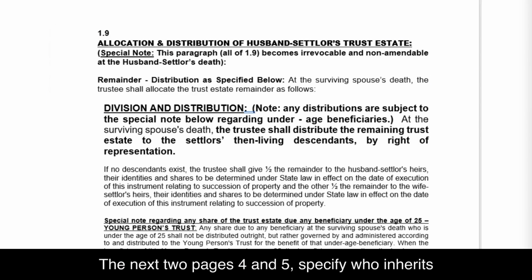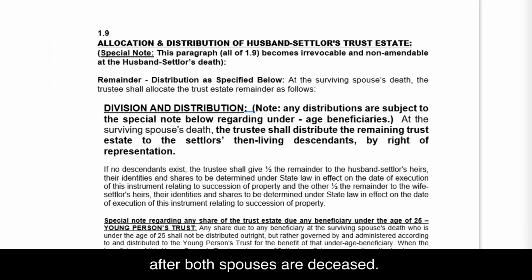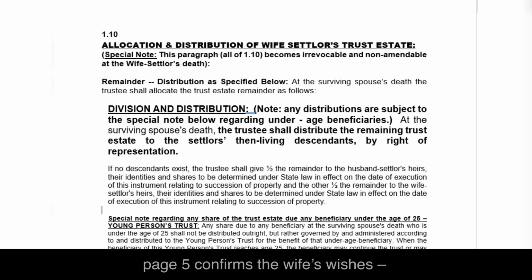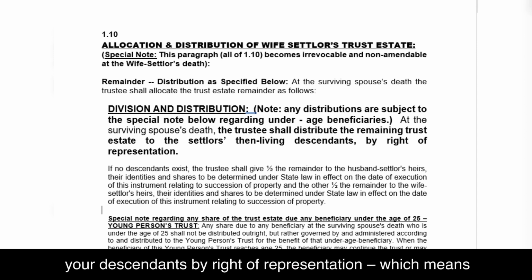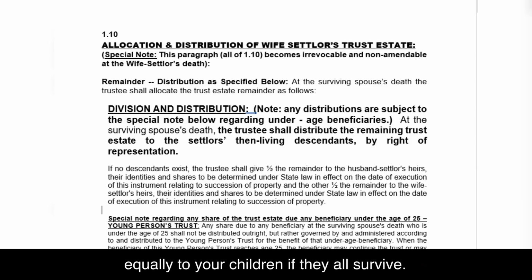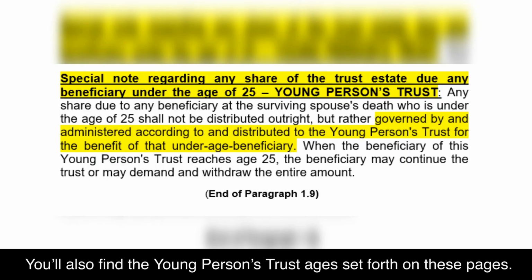The next 2 pages, 4 and 5, specify who inherits after both spouses are deceased. Page 4 confirms the husband's wishes, and page 5 confirms the wife's wishes, both typically calling for the trust estate to be distributed to your descendants by right of representation, which means equally to your children if they all survive. You'll also find the young person's trust ages set forth on these pages.